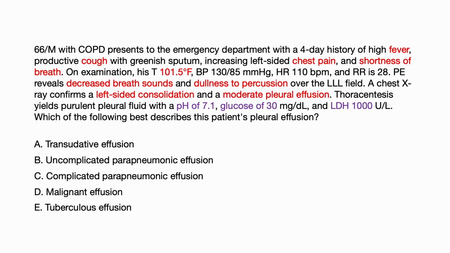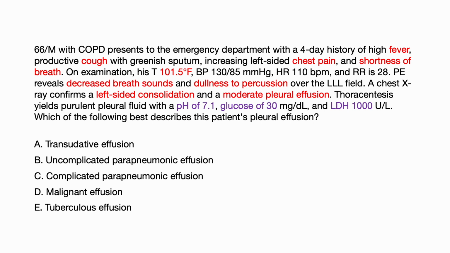Thoracentesis yields purulent pleural fluid with a pH of 7.1, glucose of 30, and LDH of 1000. Which of the following best describes this patient's pleural effusion? Transudative, uncomplicated parapneumonic effusion, complicated parapneumonic effusion, malignant effusion, or tuberculous effusion? The correct answer is complicated parapneumonic effusion.